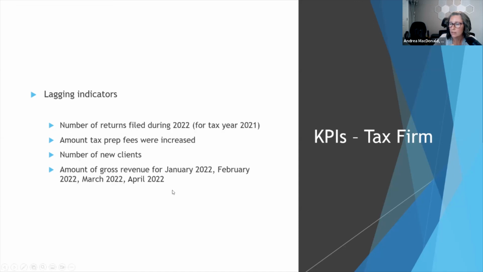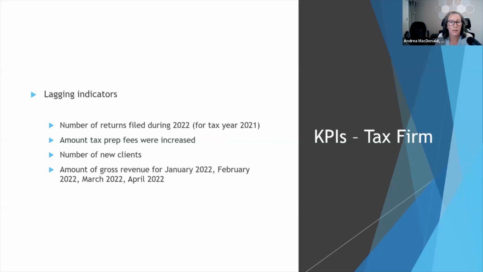By comparison, lagging indicators. So now we're in tax season, right? I've got these goals for next year. Now it's January, February, March of 2023, and we're prepping returns for 2022. How many returns did I actually file during 2022, or in this case, 2023 for tax year 2022? How many returns were filed? How much did I increase tax prep fees? Was it 5%? Did I put in 10%? How many new clients did we file returns for this season?